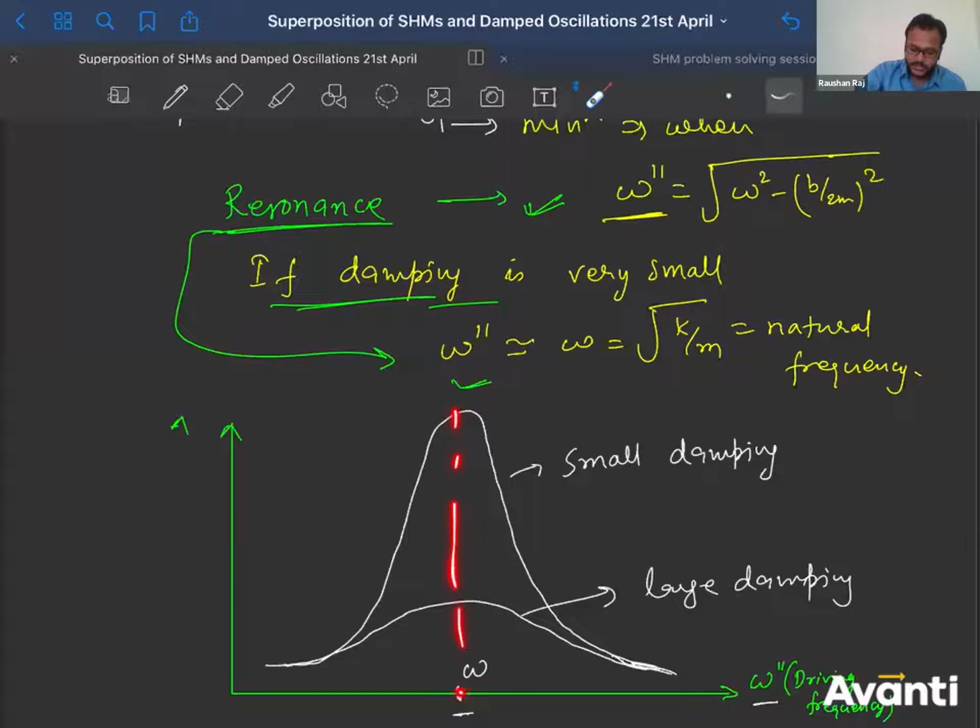This is the condition for resonance. These points are the amplitude at resonance condition. So if you increase the damping coefficient, what will happen? The resonance amplitude will decrease. If you decrease the damping coefficient, what will happen? The amplitude at resonance will increase. It will increase drastically if this is very, very small. Okay, so this is how the graph for A versus omega double dash will look like.